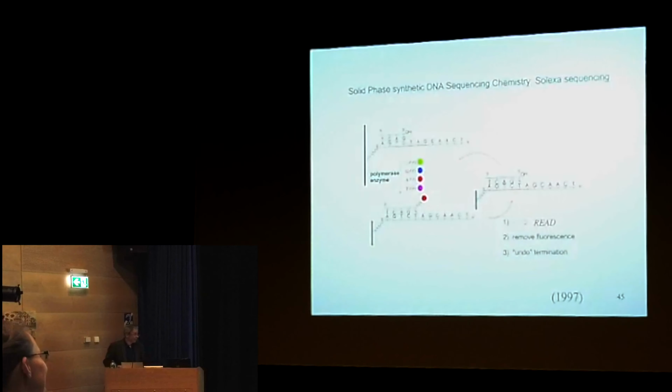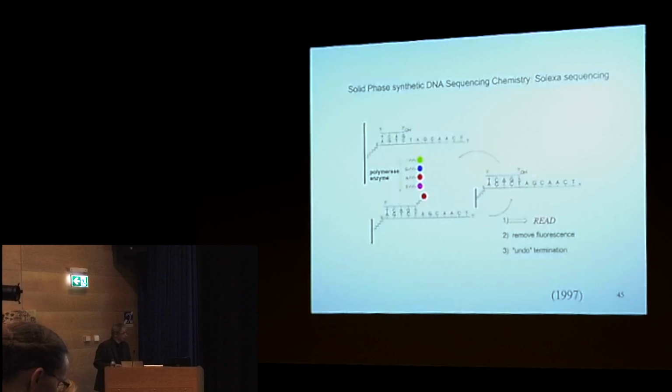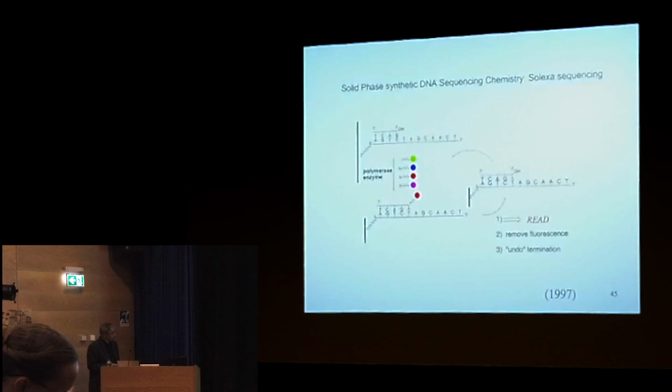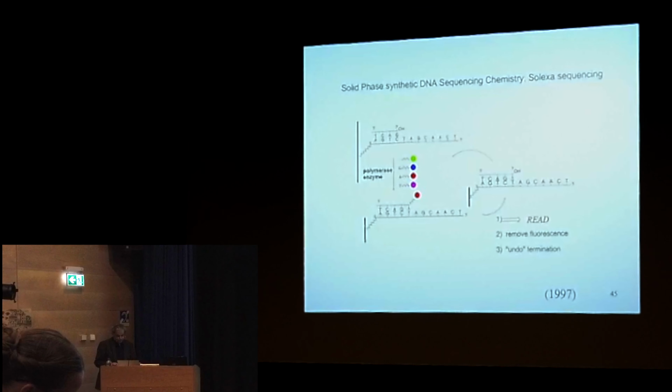And this is the idea. So the idea is we have our template primer, and we're going to have a polymerase, and we're going to have color-coded bases, each one's going to have a different color, and we're going to organize things so that we incorporate a base, and it's blocked so the next base isn't incorporated. So we have plenty of time to read which base has been incorporated in our DNA. We're going to remove the fluorescence, we're going to undo the termination, and do another cycle of sequencing.